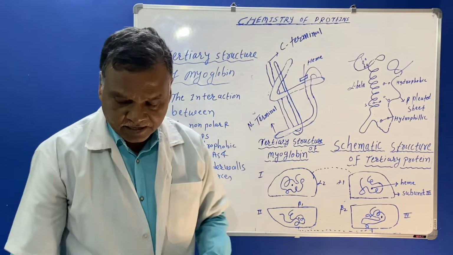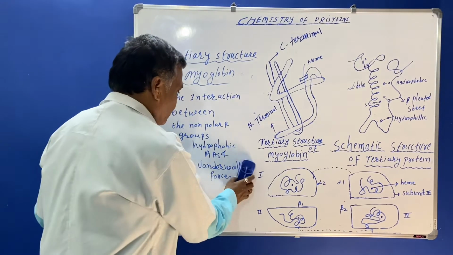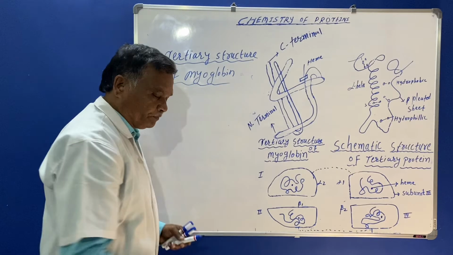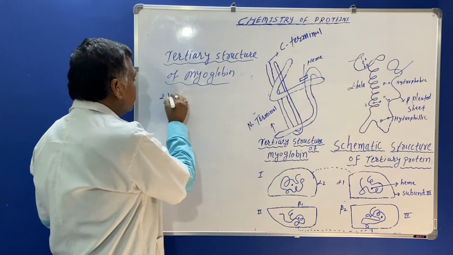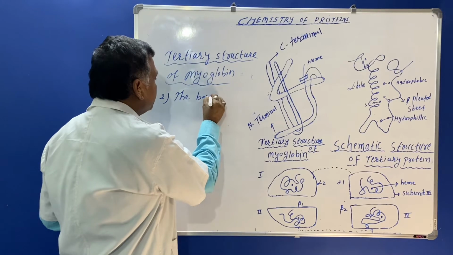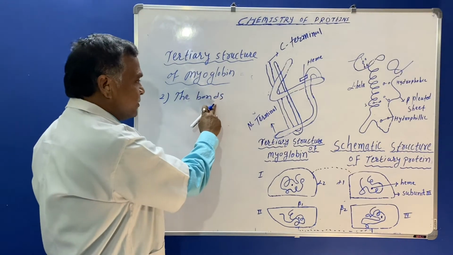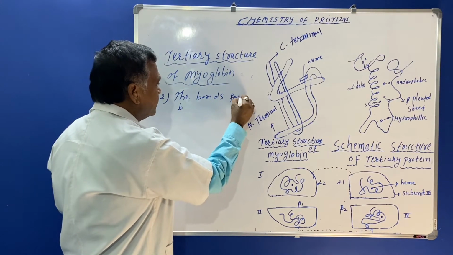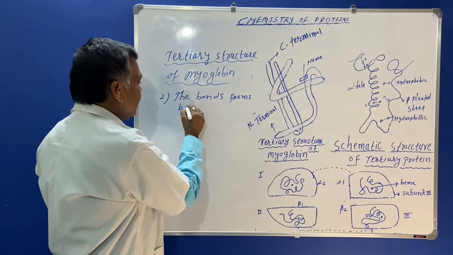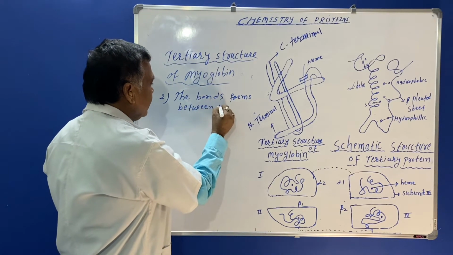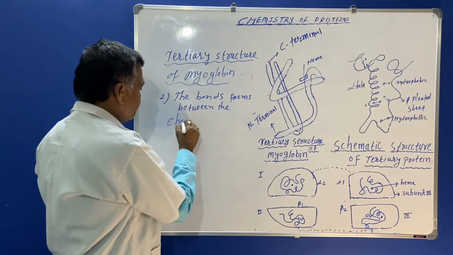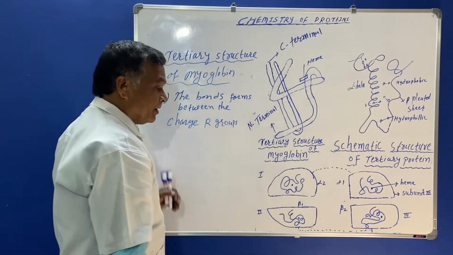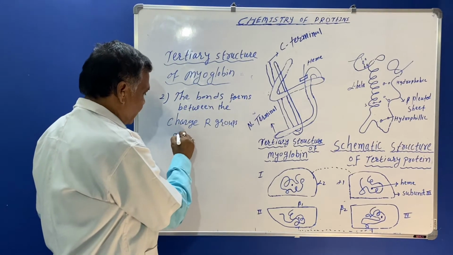Now the second bond which will form, the bond forms or the interaction takes place between the charged R groups, known as ionic bond.